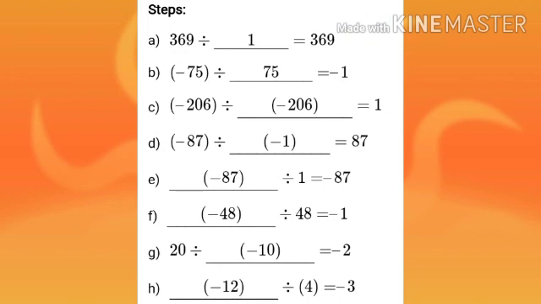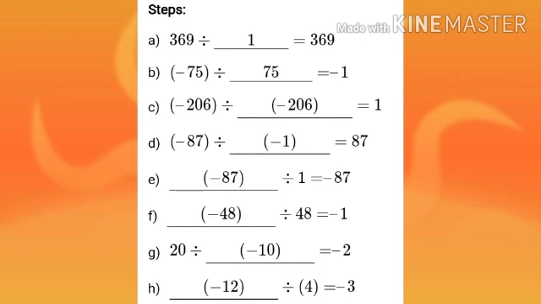For subdivision A, 369 divided by dash equals 369. We already know that if we divide any integer by 1, we get the number itself, right? So 369 divided by 1 equals 369. Therefore the integer is 1. Then for subdivision B, minus 75 divided by dash to get minus 1. Normally 75 divided by 75 gives 1. If it is plus 75, minus into plus gives minus 1. Clear? Therefore minus 75 divided by 75 is equal to minus 1.